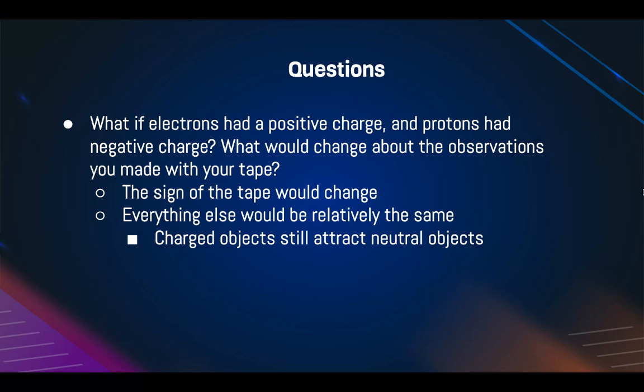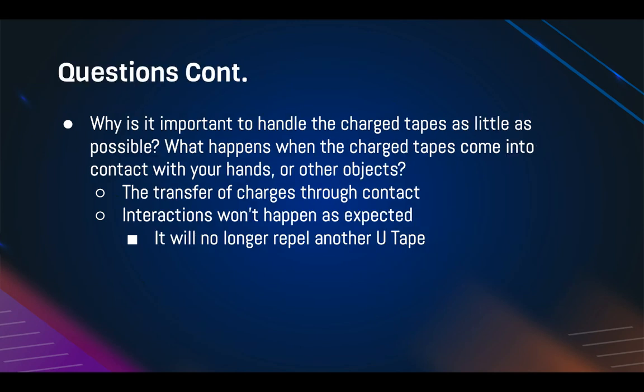So here are some final questions. What if electrons had a positive charge and protons had negative charge? Well, the sign of the tape would change for my experiment, but everything else would be relatively the same since charges are switched for everything. So charged objects still attract neutral objects. The U-tapes would still continue to repel each other, so the laws of physics are not broken.